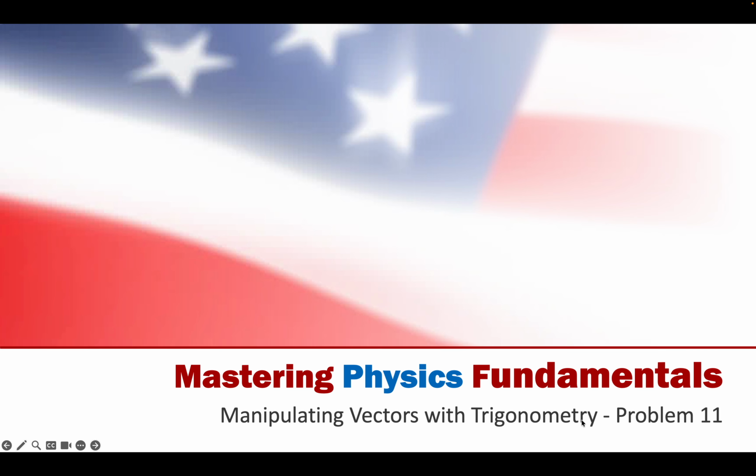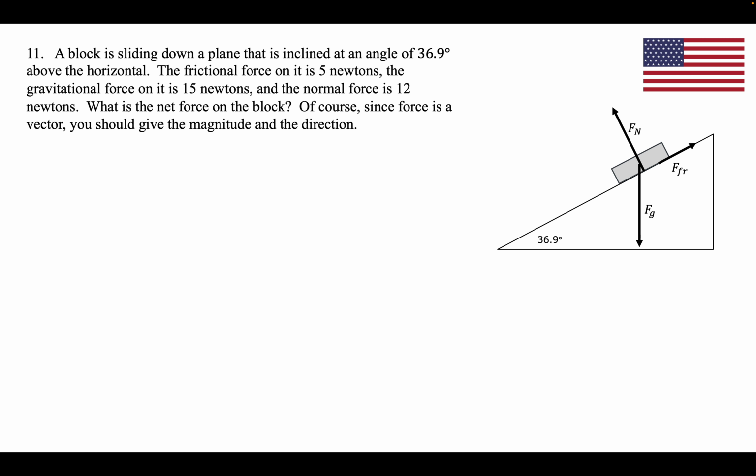This is problem 11 on the Manipulating Vectors with Trigonometry worksheet. We have a block sliding down the plane. There are three forces on it: the frictional force, back up the plane; the normal force, perpendicular to the plane; and gravity, which is straight down.